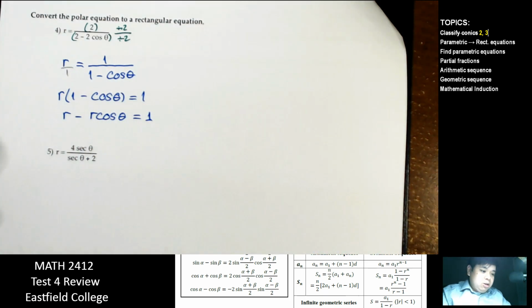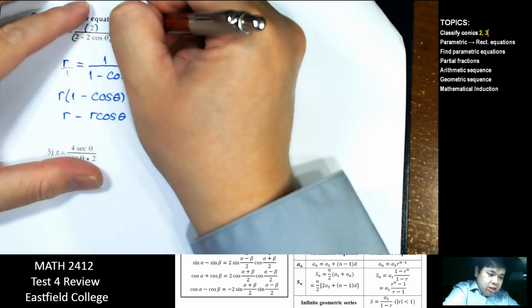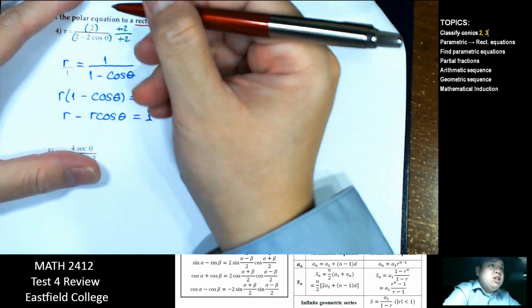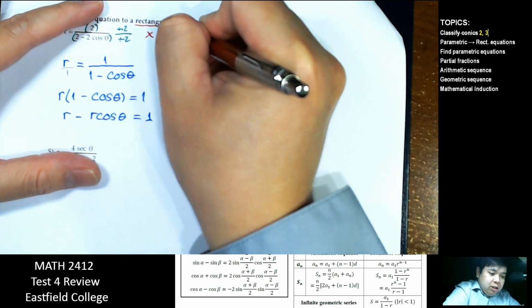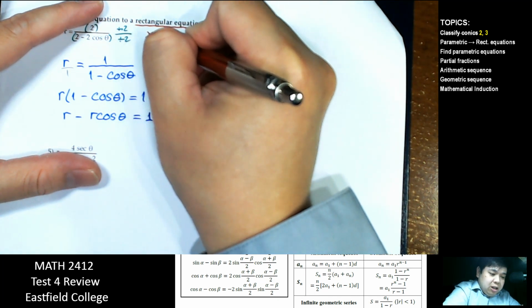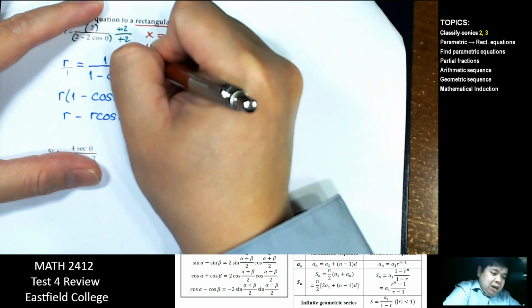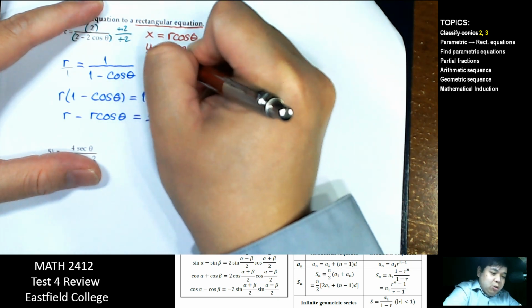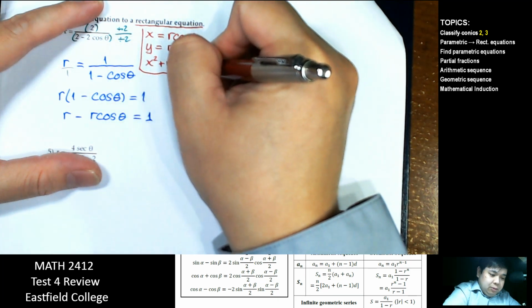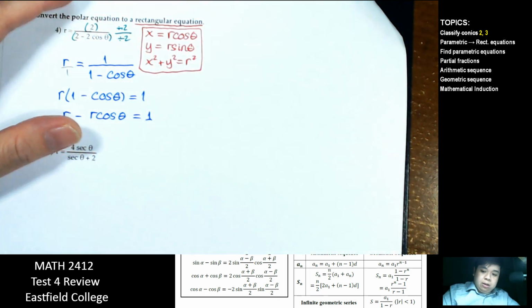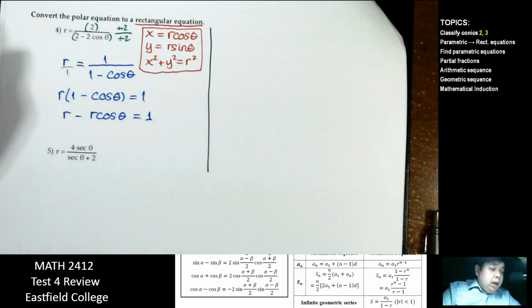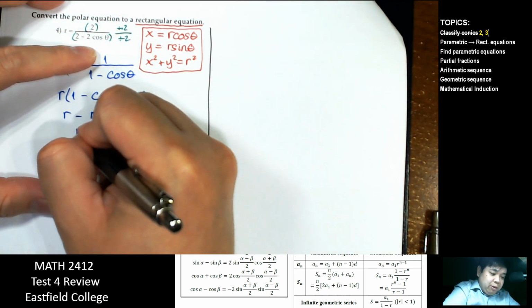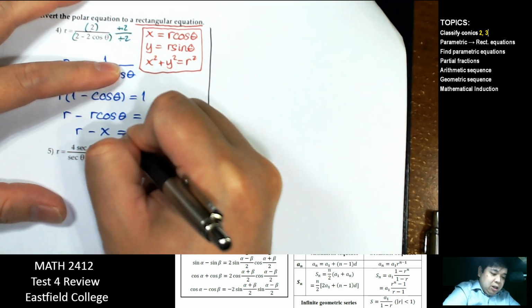The objective here, because we're going to turn that into a rectangular equation, so pretty much these are the formulas we can use. x is r cosine theta, y is r sine theta, and x squared plus y squared equal to r squared. So here we have r cosine theta, so that will be x. So we have r minus x equal to 1.